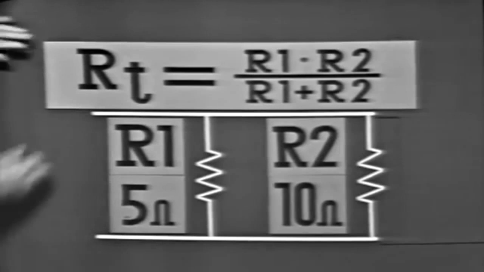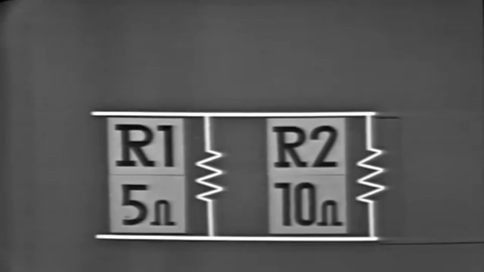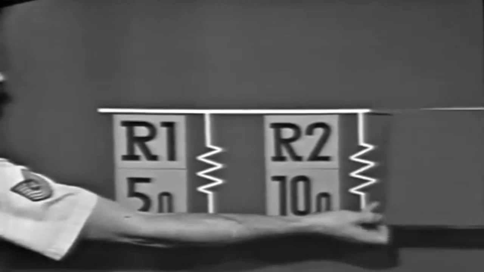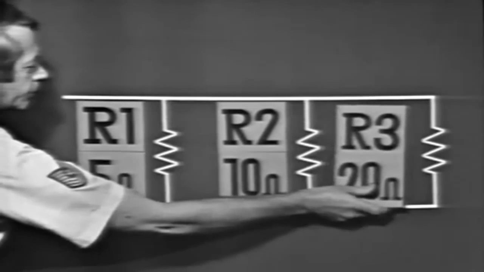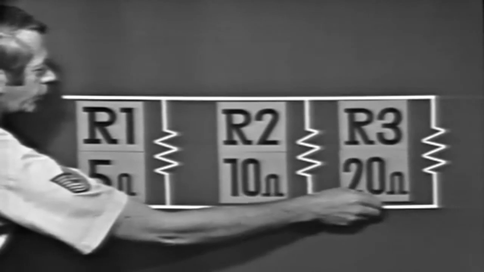Now, in some cases, there may be more than two resistors in the circuit, like this. So let me add a value for the third resistor. Let's make R3 20 ohms.